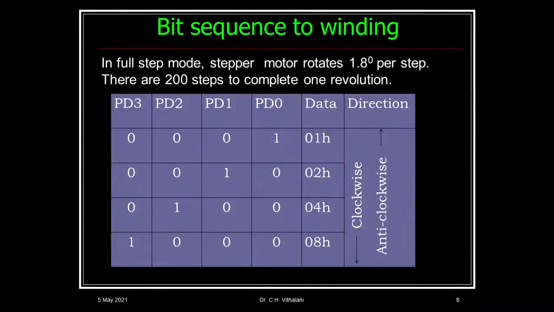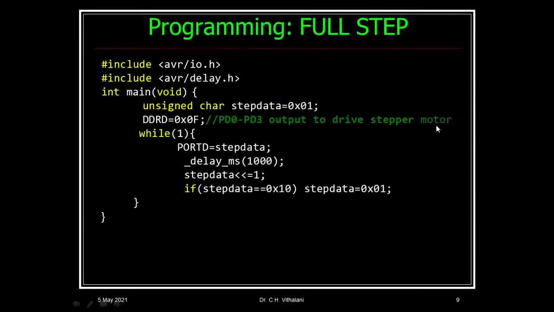As I told you, this is the sequence for full step mode, in which the motor will rotate 1.8 degree per step, and this was the program which we have already discussed. In this case we don't require any array, because we are simply shifting bit 1 to the left side for clockwise direction and to the right side for anti-clockwise direction.